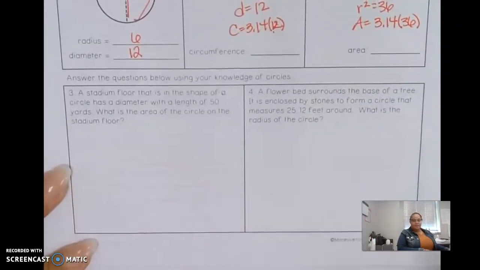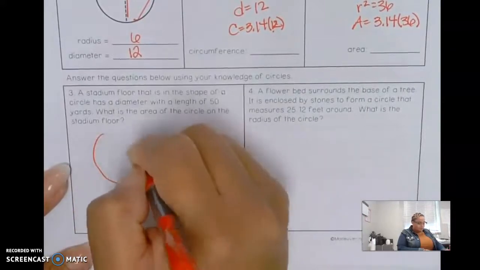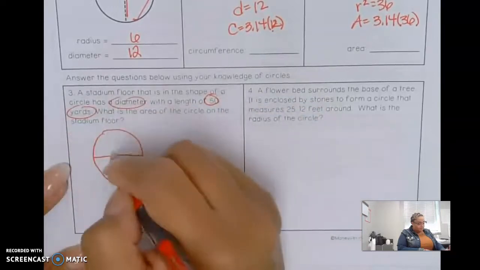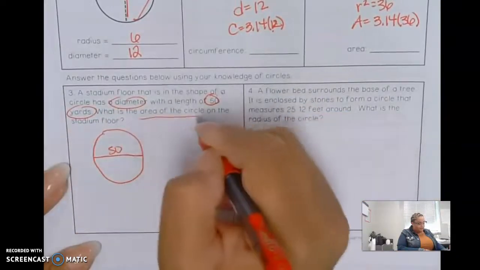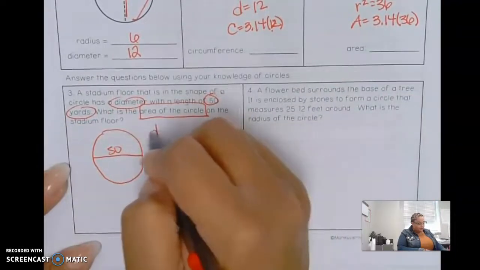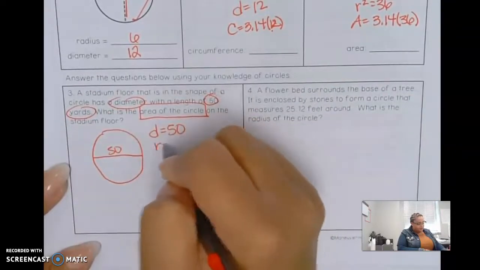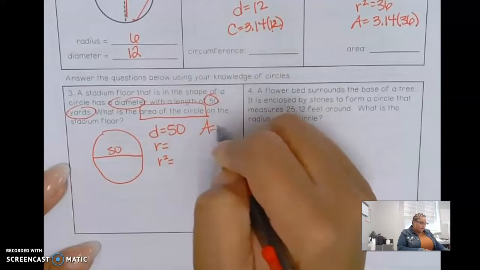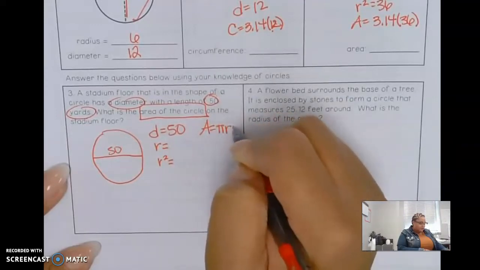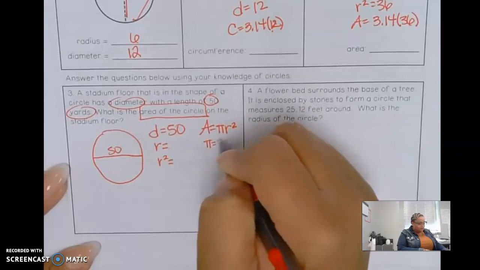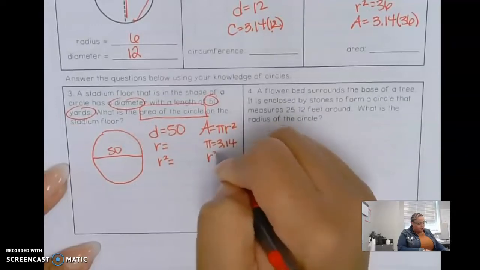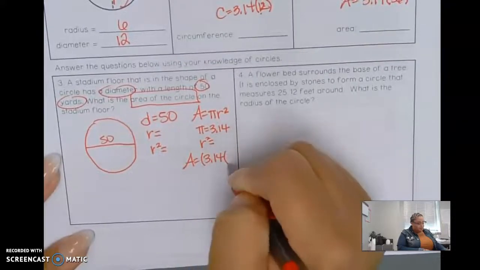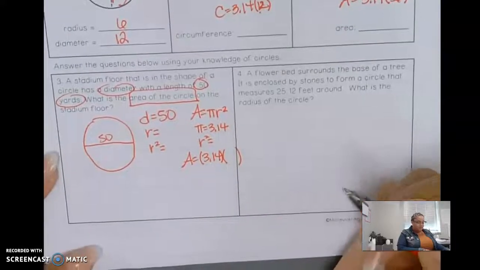A stadium floor that is in the shape of a circle. A circle has a diameter with a length of 50 yards. What is the area of the circle on the stadium floor? If D equals 50, what is R and what is R squared? Once you have determined that, you could say A equals pi times R squared. Pi is 3.14. R squared is some mystery number. A equals 3.14 times that mystery number.